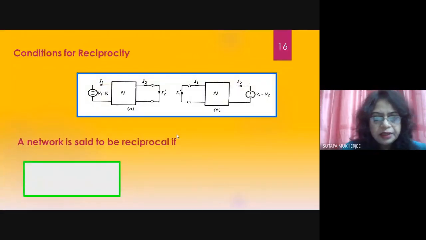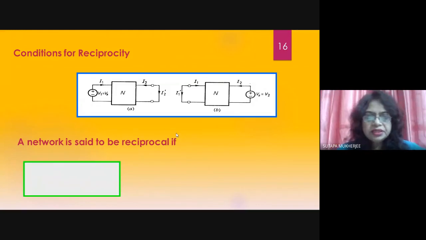Now today I will explain the conditions for reciprocity and the condition for symmetry. You have gone through Z parameters and Y parameters. Now, what is the condition for reciprocity? Do you remember the reciprocity theorem? Anybody? Do you remember the reciprocity theorem? Oishik?